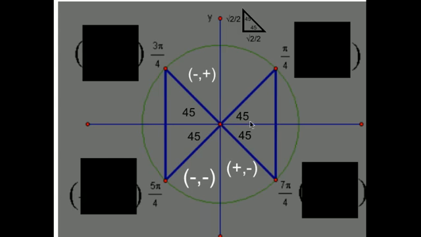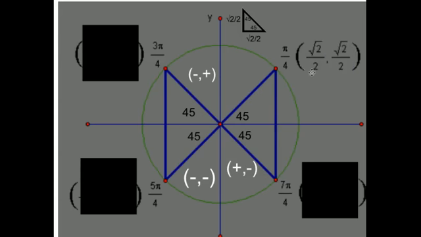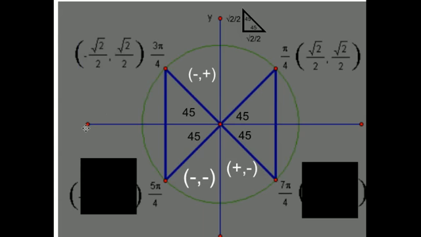So if we know that the adjacent side here is square root of 2 over 2, and the height, the opposite side, is also square root of 2 over 2, then we know that the first point here is square root of 2 over 2 comma square root of 2 over 2. Alright, so if we go to the second quadrant, our adjacent side is now square root of 2 over 2 in the negative direction, but our height is still square root of 2 over 2 in the positive direction. So our point here is negative square root of 2 over 2 comma square root of 2 over 2.